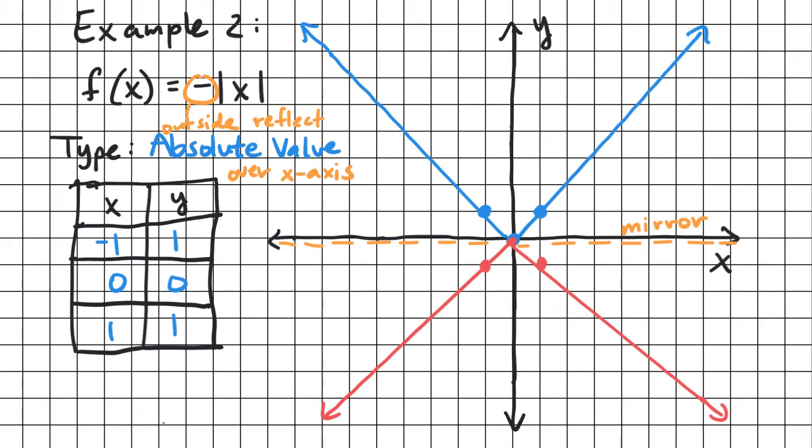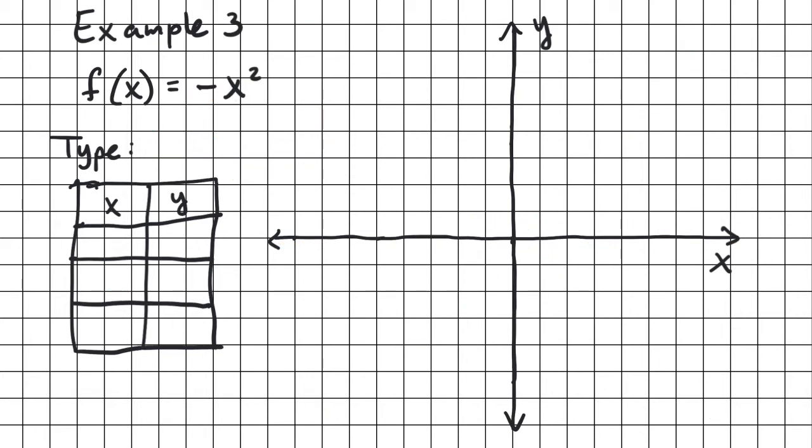So let's go on to example 3. This one is a quadratic. And so that one has the points 0, 0, 1, 1, 2, 4. And it's a U shape, so it's symmetrical. That's the total of these 5 points here.